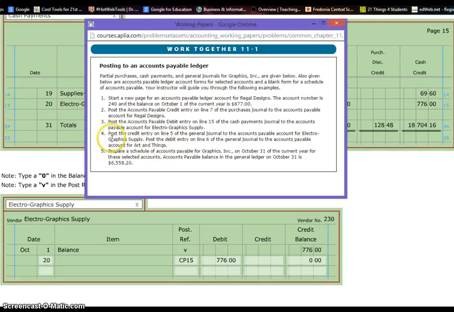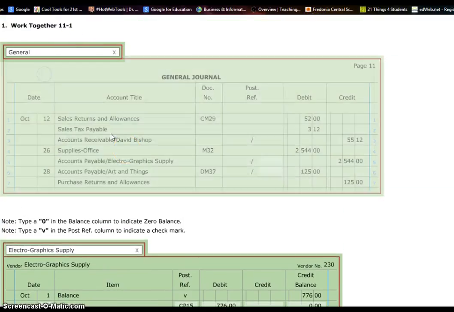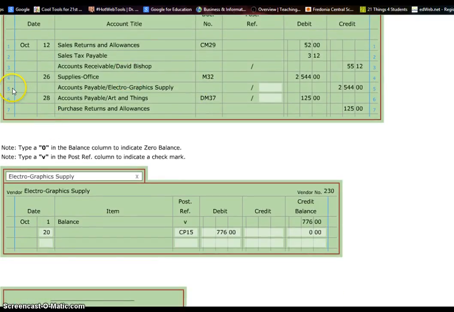On to step 4, it says to post the credit entry line on line 5 of the general journal to the accounts payable account for Electrographics Supplies. Post the debit entry on line 6 of the general journal entry to the accounts payable account for Arts and Things. So we're looking at lines 5 and 6 of the general journal. Again, don't make it seem too hard. So we're going up here to our general journal, and we're looking at lines 5 and 6.